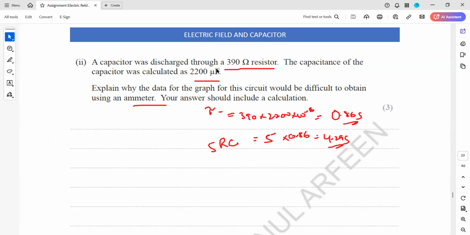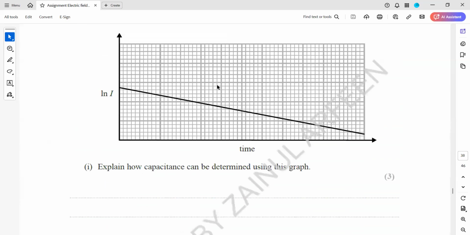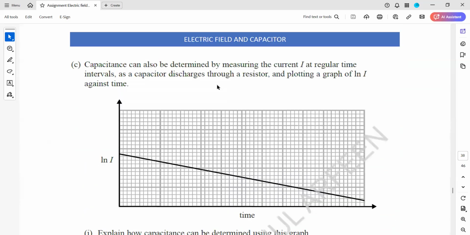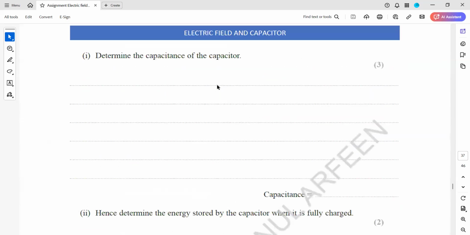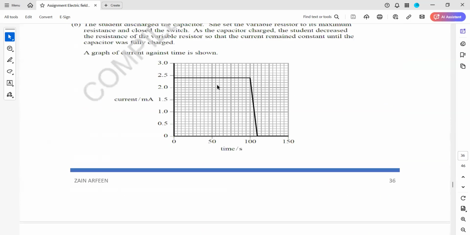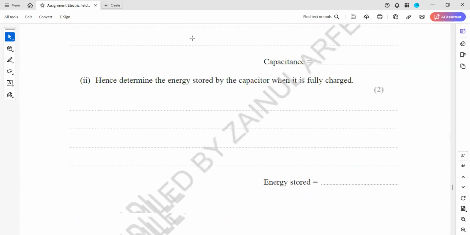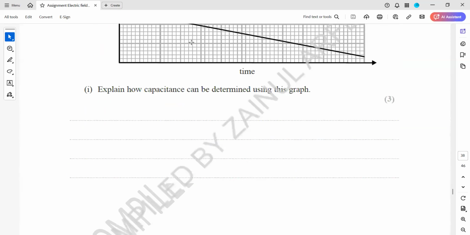And for this capacitor, if you see the time interval, so the question was why it will be difficult to use this graph.